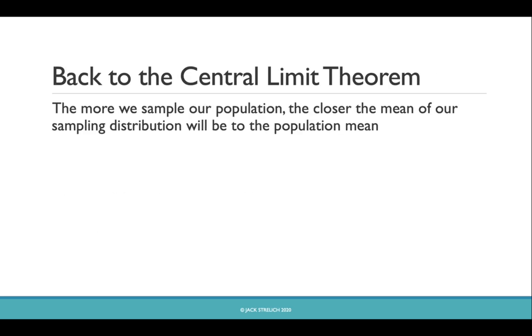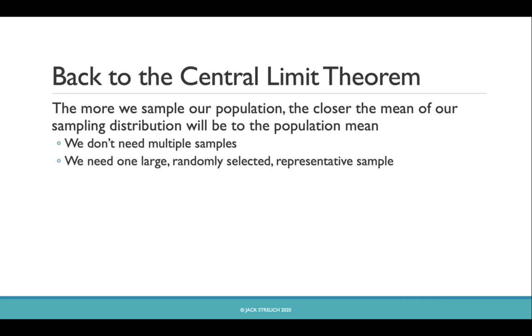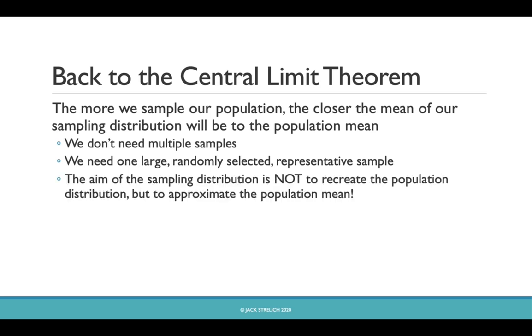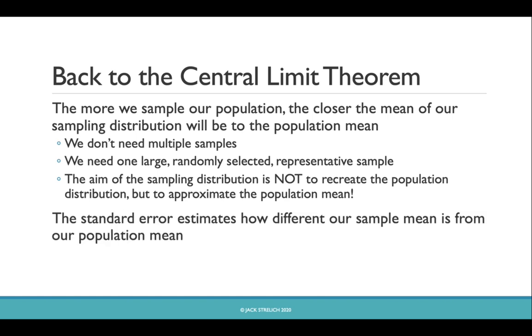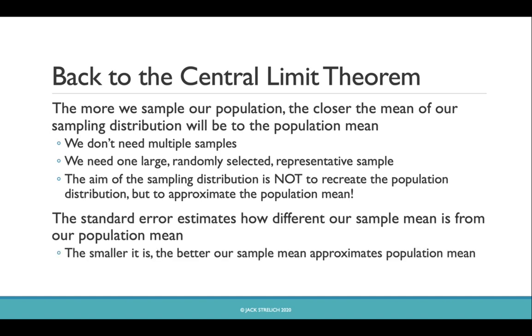So the more we sample our population, the closer the mean of our sampling distribution will be to the population mean. However, we don't necessarily need multiple samples. What we need is one large, randomly selected, and representative sample. Recall that the aim of the sampling distribution is not to recreate the population distribution, but to approximate the population mean. The standard error estimates how different our sample mean is from our population mean. The smaller it is, the better our sample mean approximates the population mean.